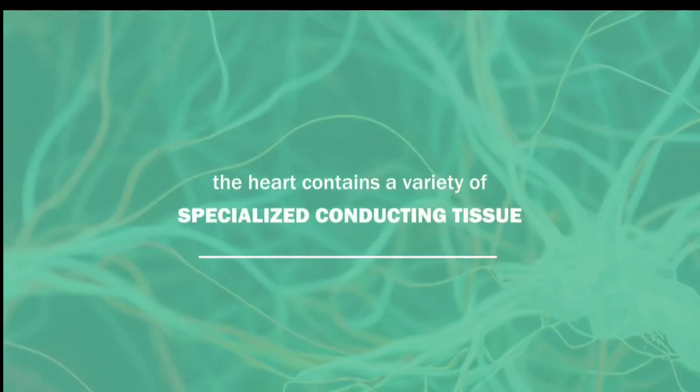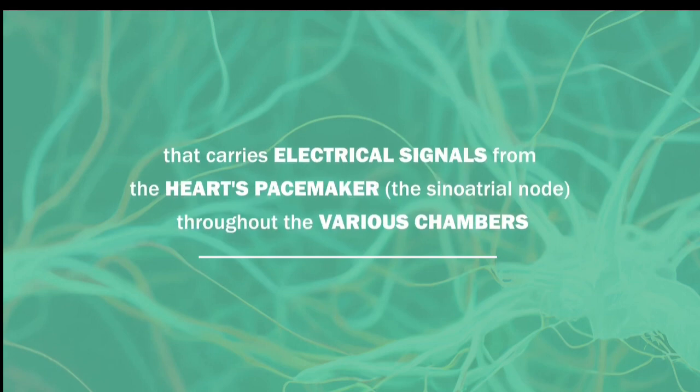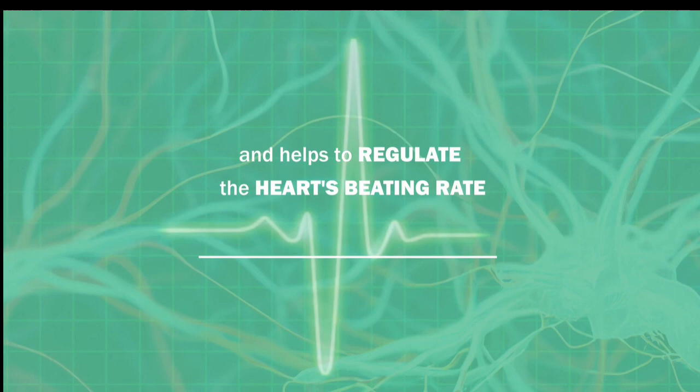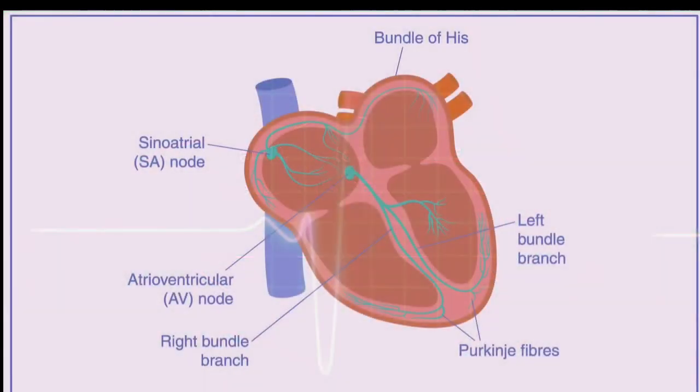Finally, the heart contains a variety of specialized conducting tissue that carries electrical signals from the heart's pacemaker, the sinoatrial node, throughout the various chambers and helps to regulate the heart's beating rate. This specialized conducting tissue includes the atrioventricular node, the bundle of His, the Purkinje fibers, and the atrioventricular bundle.